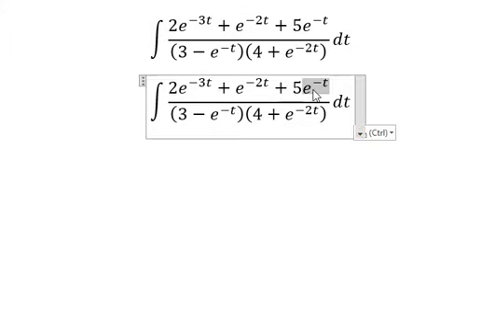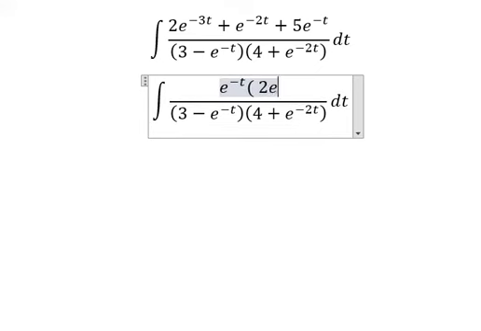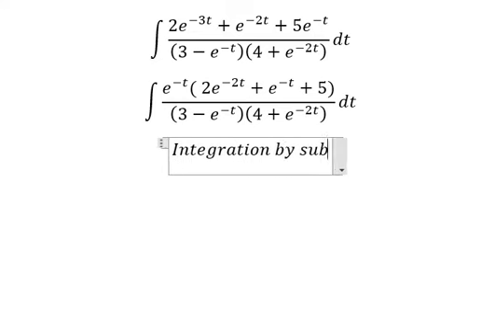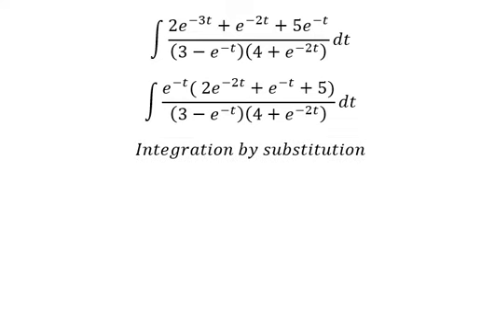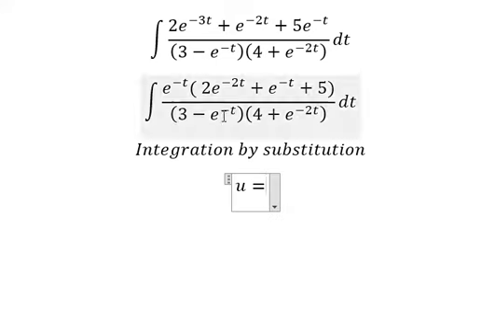This one we can do about factorization. Next, we need to use integration by substitution. So I will put u equals to this one.